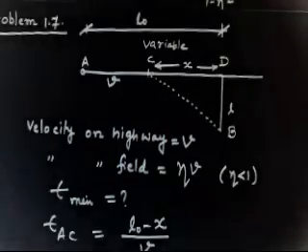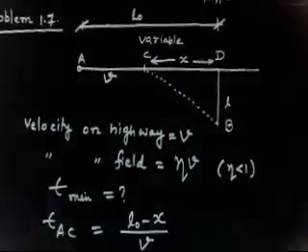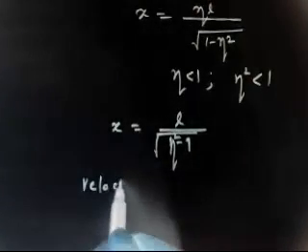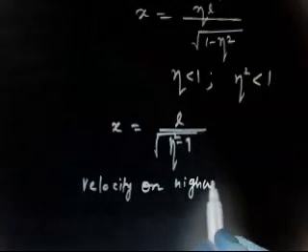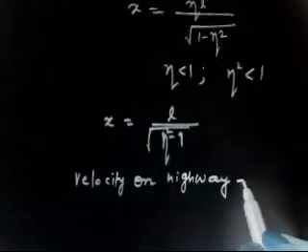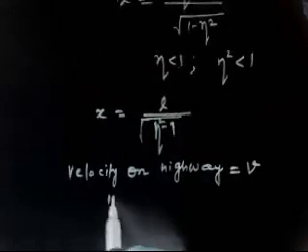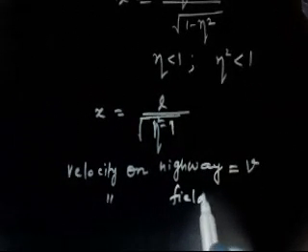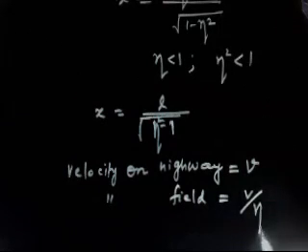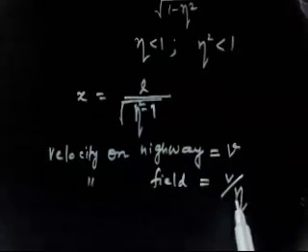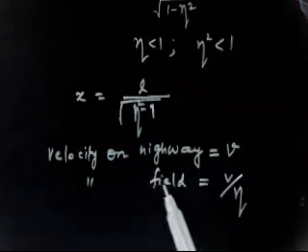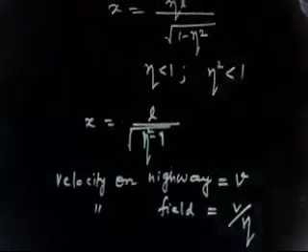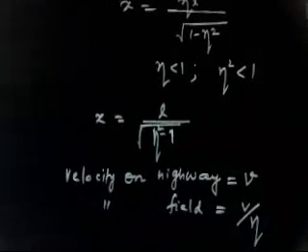So velocity on the highway is v, and they have taken eta greater than 1. So velocity on the highway is v, and velocity on the field they have considered v by eta. Are you getting? So if you consider v by eta, every place you will get the same thing. You can verify it, and you can get the same answer.